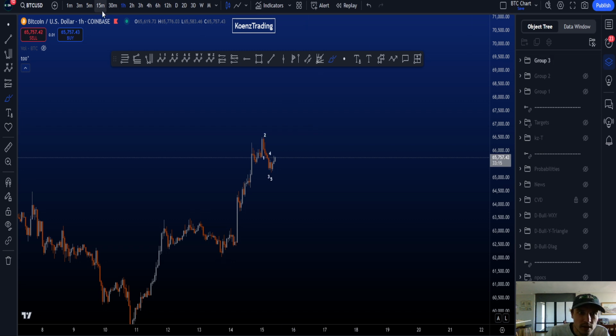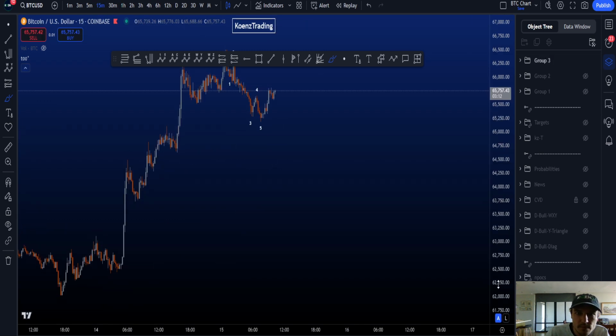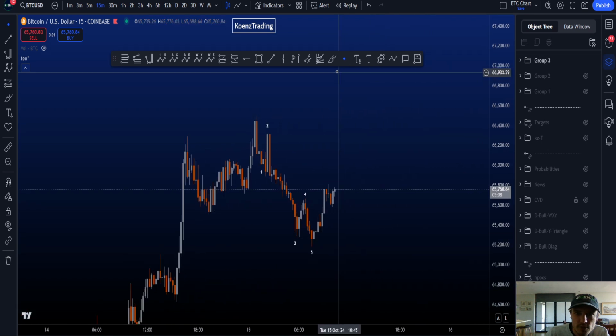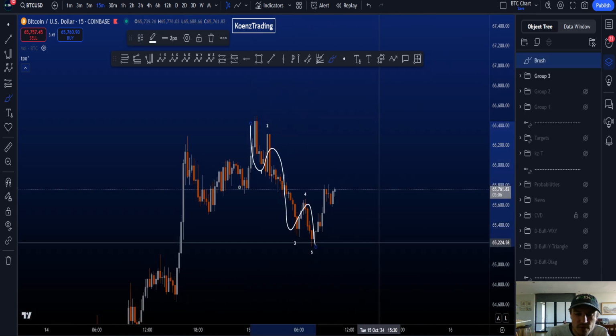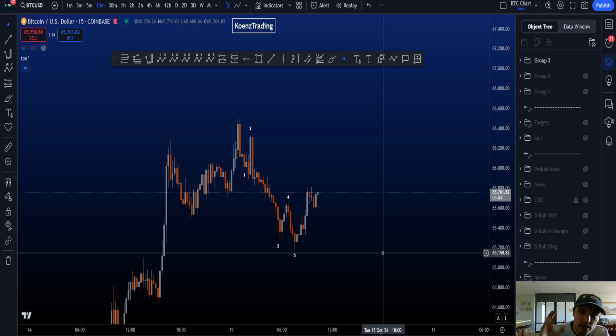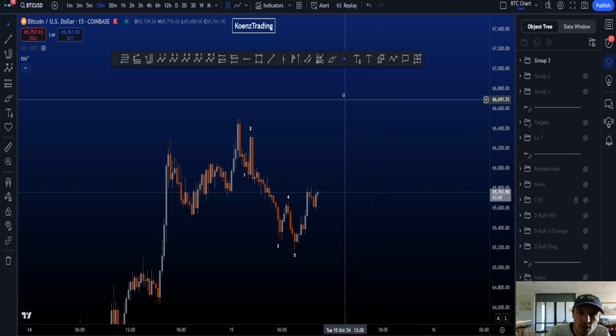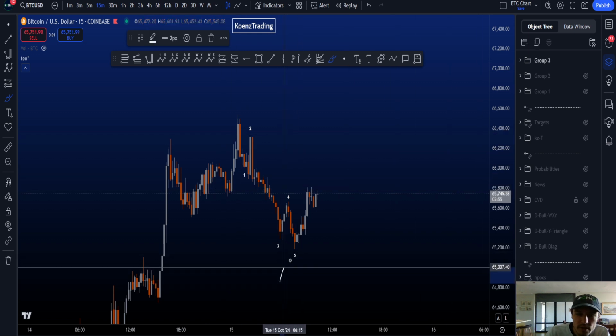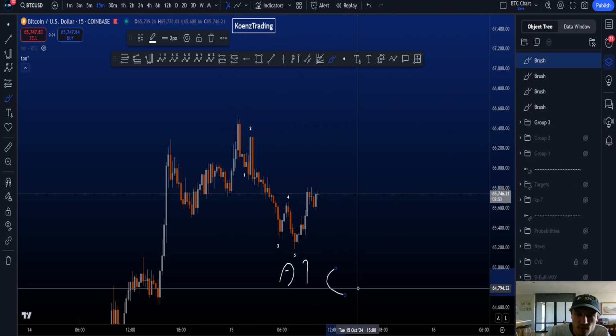Now on the 15-minute time frame, we have the potential of an impulse to the downside here with a 1, 2, 3, 4, a 5-wave structure. I literally looked at this for a few seconds and just put it on the chart because I at least want to talk about this. So this move down can be either a wave A, a wave 1, or a wave C.